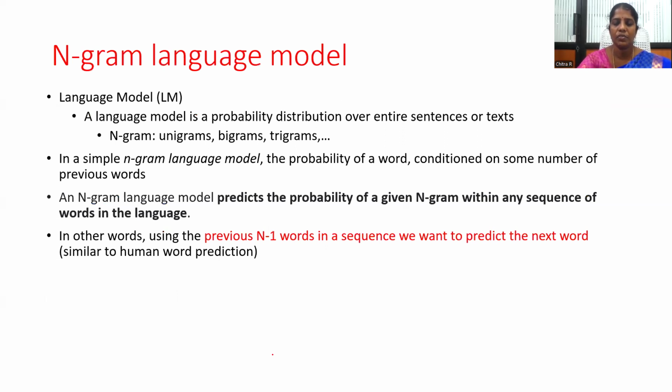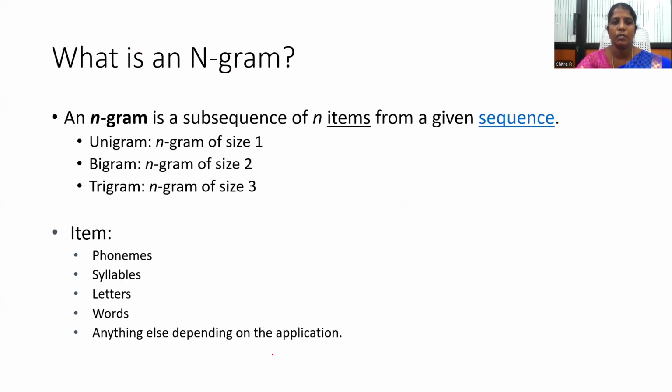This is mainly used for speech recognition, machine translation, spell correction, etc. An n-gram language model is also a kind of language model. Here we can predict the probability of the given n-gram with any sequence of words in the language. Already we discussed bigram, unigram, trigram, n-gram, etc. What do you mean by n-gram? If the terms are combined based on the sequence, that is called a gram.